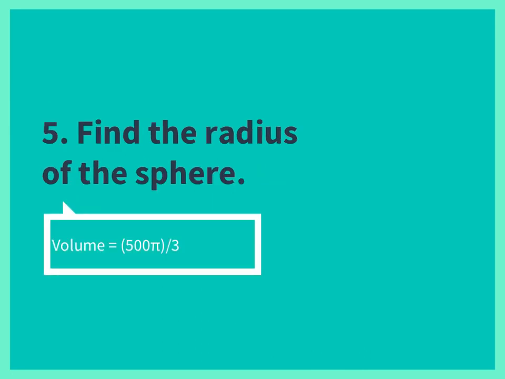Example number 5 says find the radius of the sphere, given that the volume is 500 pi over 3. So let's of course start with our formula. For a sphere, our volume equals 4/3 pi r cubed. We know the volume, so I'm going to substitute the volume in. 500 pi over 3 equals 4/3 pi r cubed. And I want to find the radius here.